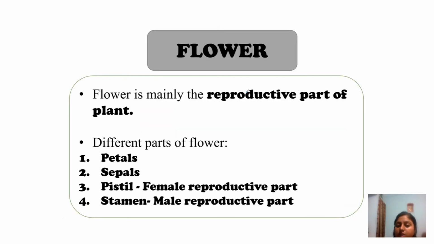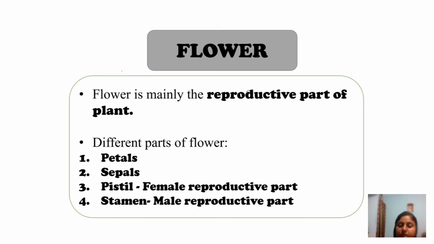Now students, what do you see on your screen? What is this? Yes, these are flowers, in different colors. Very good. So our next topic is flower. We are done with the stem, then we are done with the leaves, and our third topic is flower.